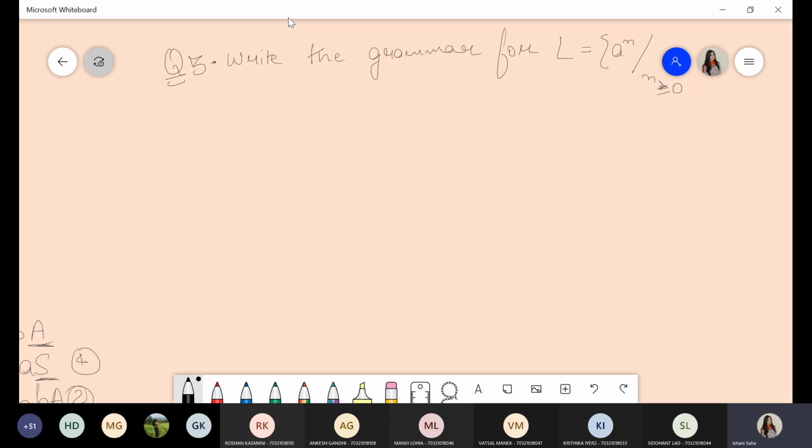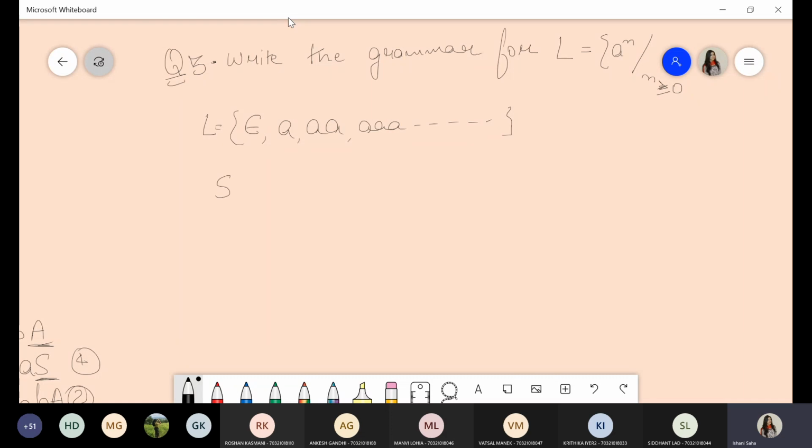So basically what type of language set is it? It is going to be n greater than or equal to 0, right? So epsilon would also be a part. Agreed? This is the language. Now how can I form the grammar? How can I form the grammar?